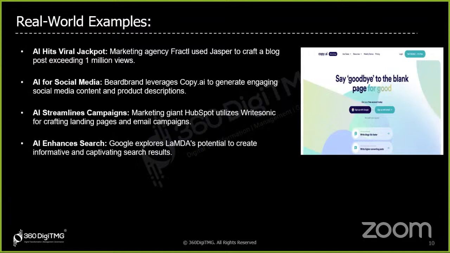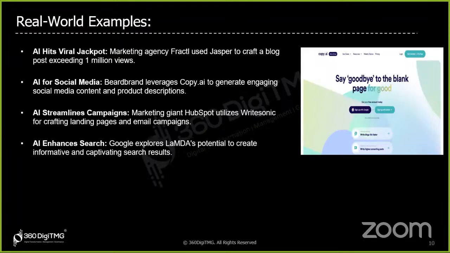AI enhances search. So Google explores LaMDA's potential in order to create informative and captivating search results. So whenever we're searching something, why is Google the best search engine in the world? Because whenever you search for something, immediately relevant content comes up, relevant and trending content comes up on the top. So the captivating search results is what has kept Google going till date.